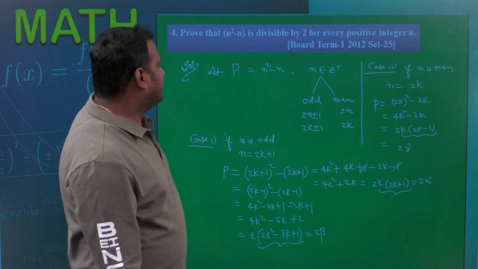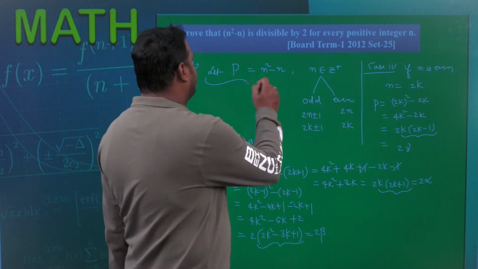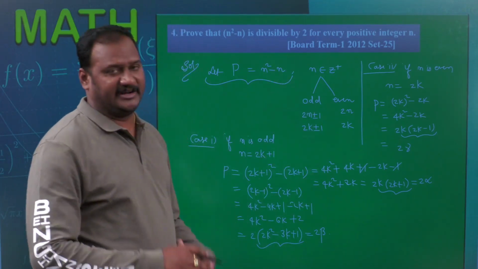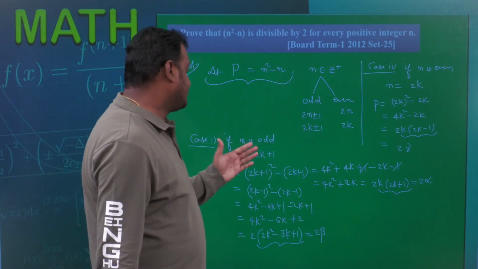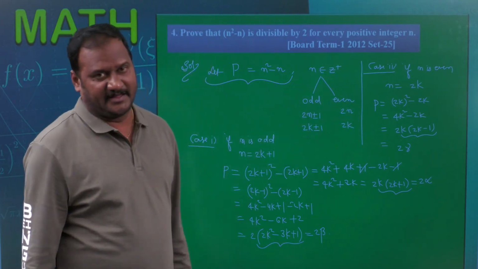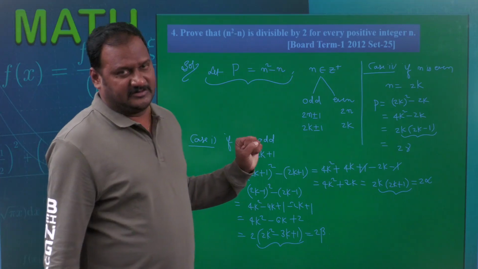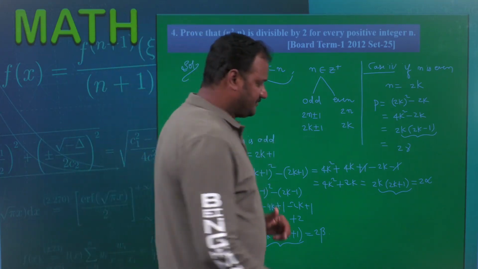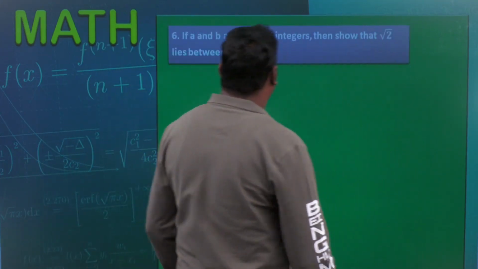Therefore n square minus n is always divisible by 2. Whether n is an even number or an odd number, it is always divisible by 2. See how to simplify this problem and how to prove it. It's pretty much easier. So moving on to the next problem.